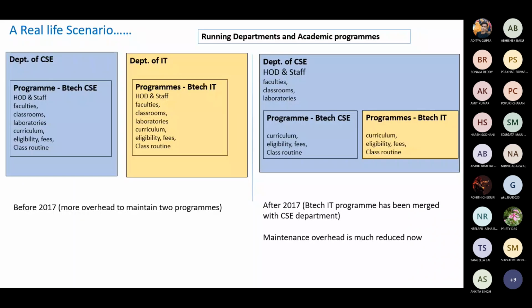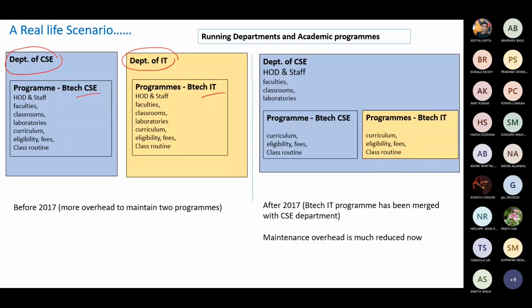So let us take the analogy of what we generally face in our real life also. Before 2017, we had two separate departments. One is the department of CSE and one is the department of IT, and the department of IT was in that main block. And we used to run two programs, one is BTech CSE and one is BTech IT.